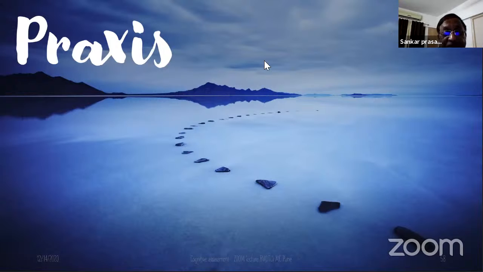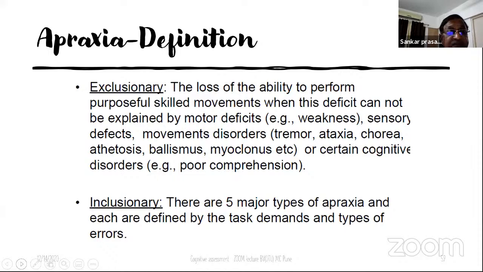And what is praxis, and what is the definition of praxis? The loss of the ability to perform purposeful skilled movements when this deficit cannot be explained by motor deficits like weakness, sensory defects, movement disorders like tremor, ataxia, chorea, ballismus, etc., or certain cognitive disorders, poor comprehension. There are 5 major types of apraxia, and each is defined by the task demands and types of errors.